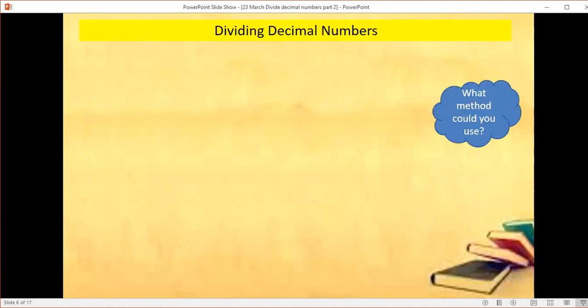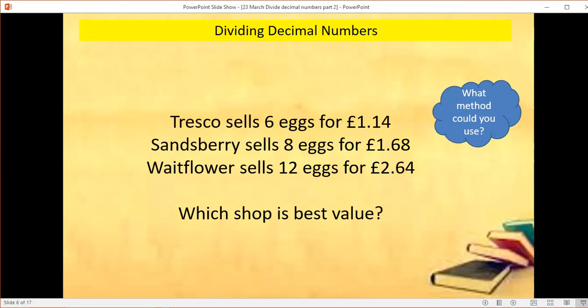Okay, I just want to ask you here, what method could you use? Tesco sells 6 eggs for £1.14, Sainsbury's sells 8 eggs for £1.68, Waitrose sells 12 eggs for £2.64. Which shop do you think is best value? Are you going for the cheapest one or the more expensive one? Is it Tesco, Sainsbury's, or Waitrose?